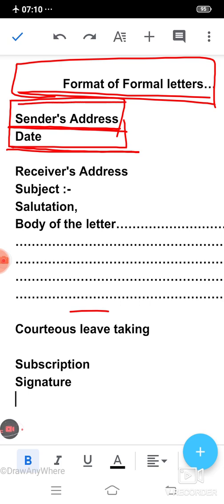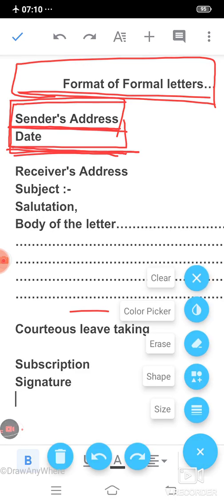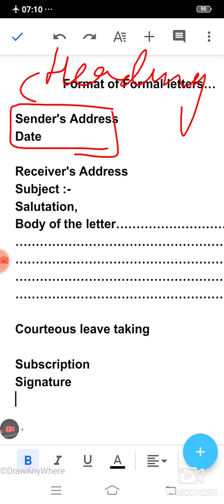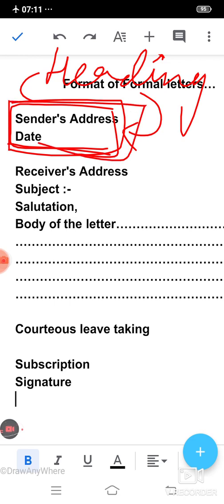So the first thing which is written in a formal letter is sender's address and date. Both these things are known as the heading of the letter, and heading is common in formal and informal letters. So it doesn't matter whether we are writing a formal letter or an informal letter, it is compulsory to write the heading of the letter.